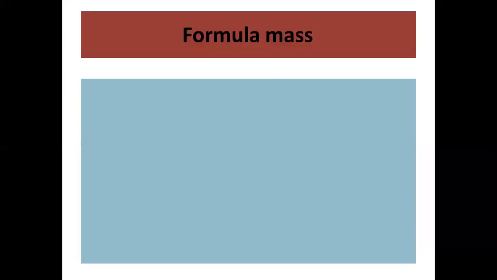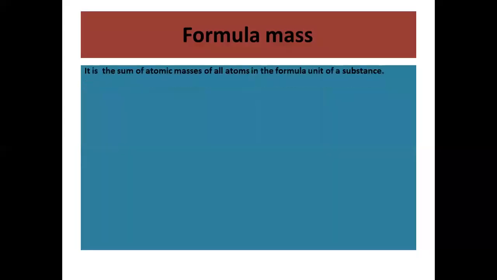Formula mass. Formula mass we use for ionic compounds. It is the sum of atomic masses of all atoms present in the formula unit of a substance. Ionic compounds actually never form molecules. They exist in a three-dimensional crystalline structure or crystal structure. So that's why we use a term called formula unit for ionic compounds. The term formula mass is used for ionic compounds.